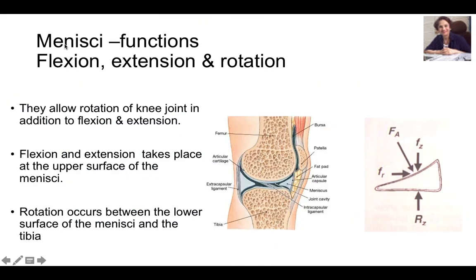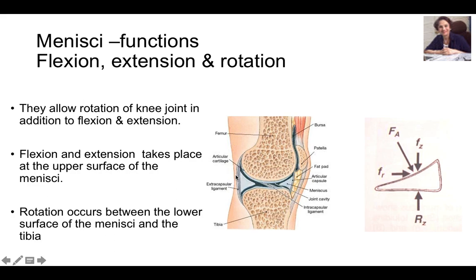Now, meniscal functions, there are so many others, but this is one of the main functions. Now, they are inside the joint, so they divide the joint cavity into two parts. This is the upper part and this is the lower part. In the lower part, you get the movements of rotation. So there is a little bit of medial and lateral rotation which happens in the knee joint when the joint is semi-flexed. And of course the flexion and extension occurs here between the femur and the menisci, that is in the upper part of the joint cavity.